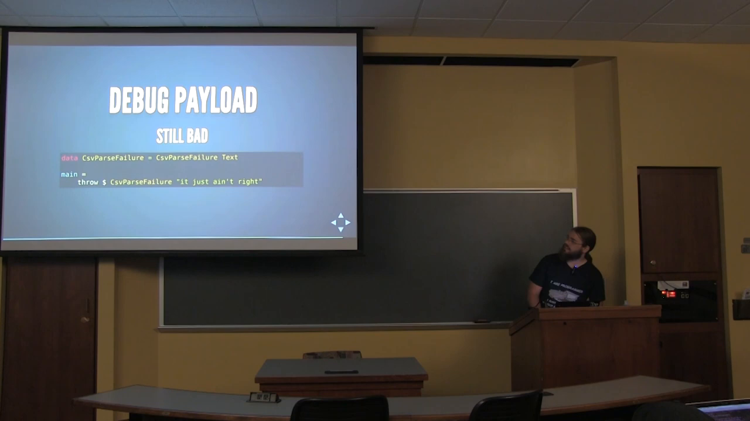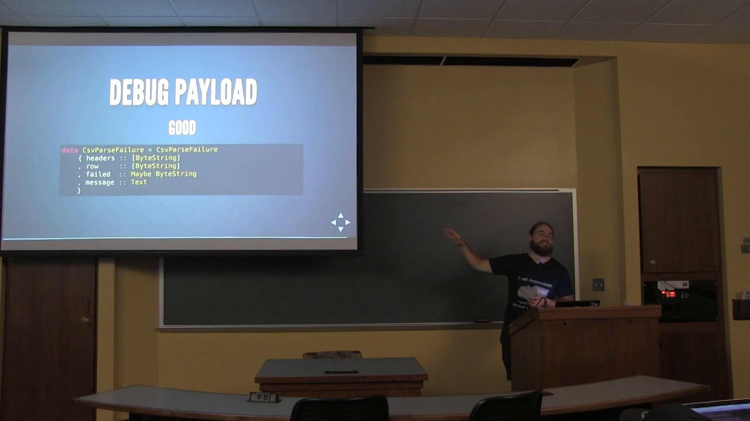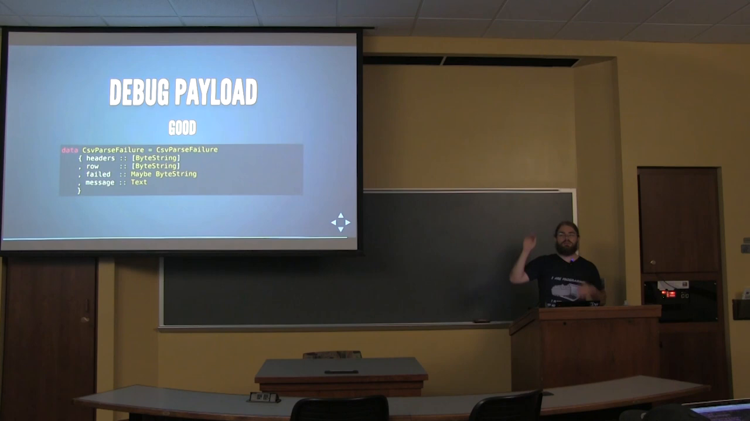And so this is good. This guy has the headers of the CSV that we tried to parse and failed. And it also has the row, which is the list of byte strings that we tried to parse and then failed. And then we have the thing that actually failed, which is going to be there if we failed to parse a single row and not if we had the wrong number of rows. And then we have the message from the underlying library. So when you have an exception type like this and it prints out to your console, you can basically copy and paste it into a unit test for your code. And then you can immediately fix your program. And this is much nicer to debug and work with.